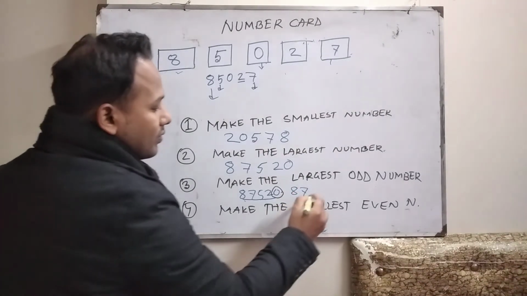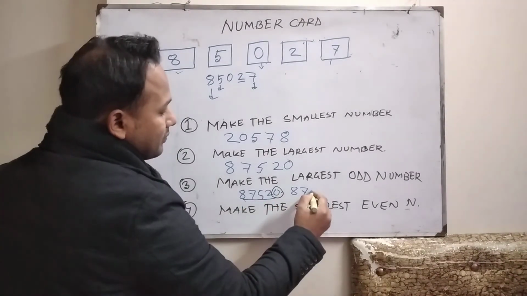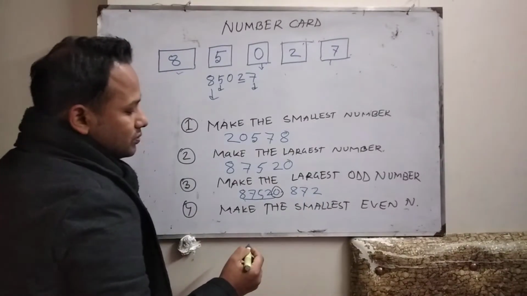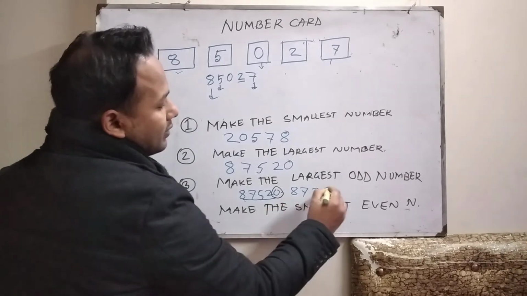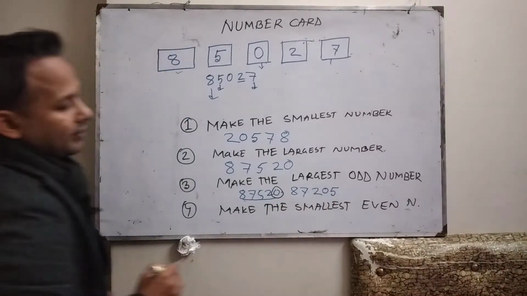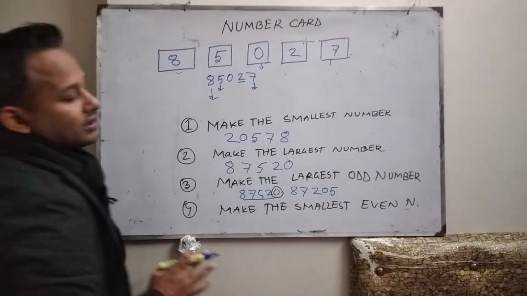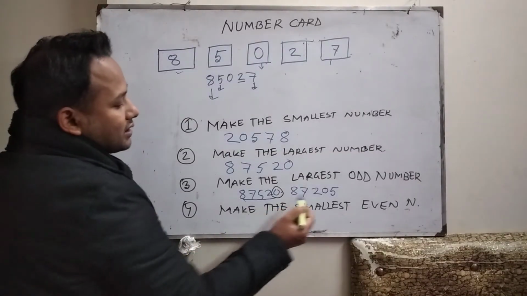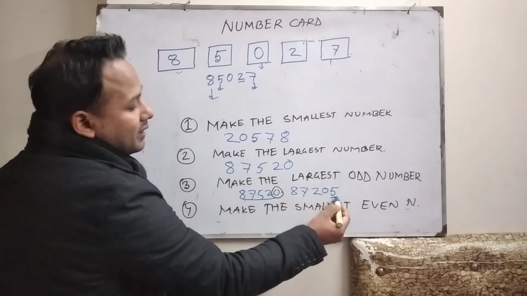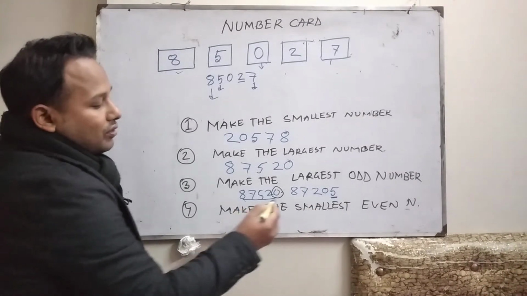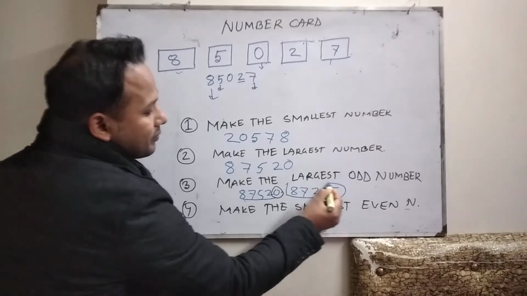Now we have to take this number, so that is going to be 2, 0 and 5. Okay, so this is our largest odd number, because we had to take an odd number in the very last. So this is not the largest odd number, this one is the largest odd number.